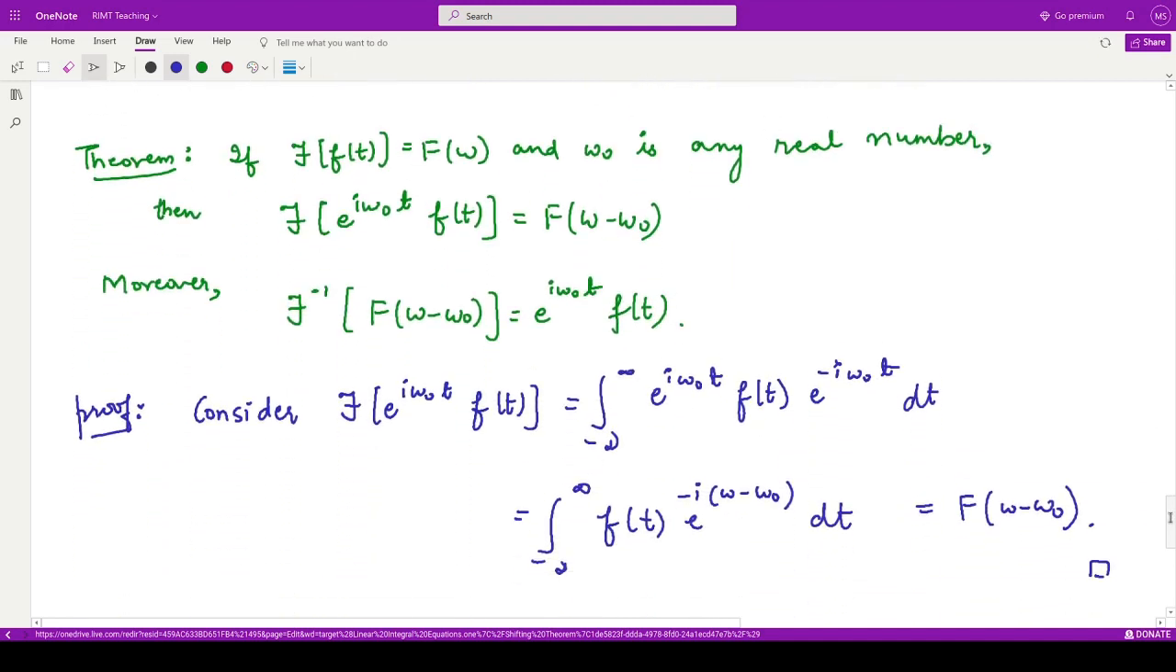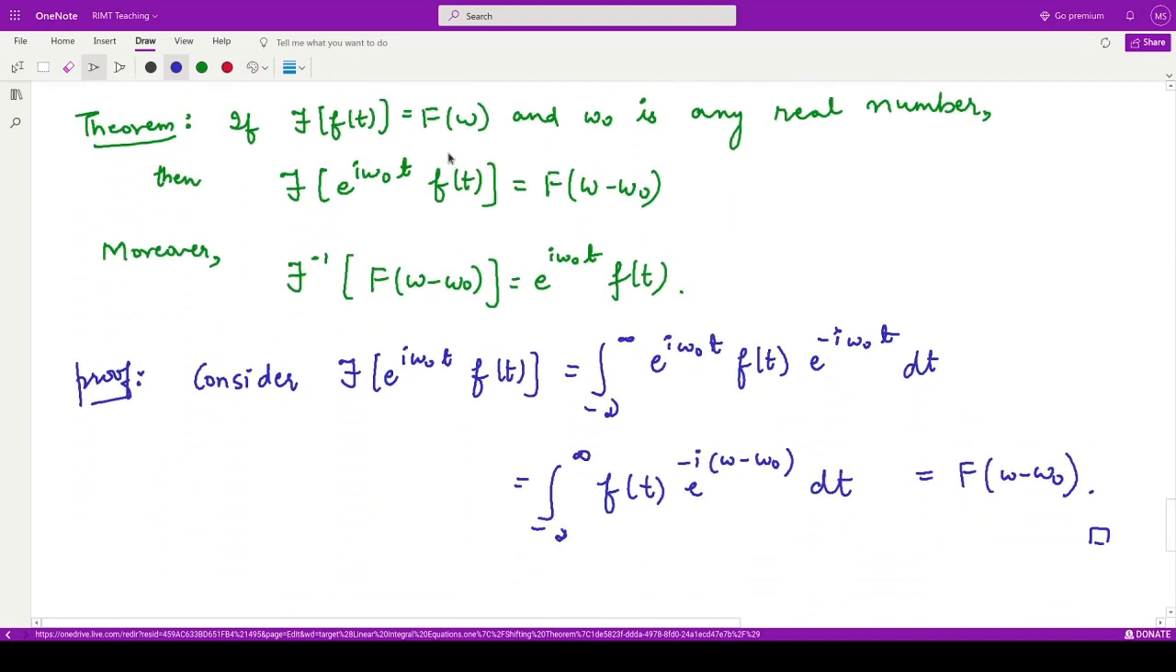Now, how can we apply the Fourier transform onto the frequency shifting? Suppose the Fourier transform of f of t is given to be F of omega, and omega naught is any real number. Then the Fourier transform of e to the power iota omega naught t f of t is given to be capital F of omega minus omega naught. Or in other words, if you shift this operator to the right hand side, we would have Fourier inverse of F of omega minus omega naught, and this is equivalent to e to the power iota omega naught t f of t, right? So let us see its proof.